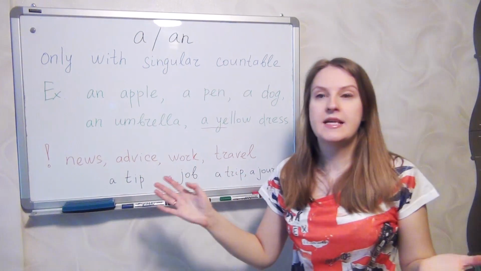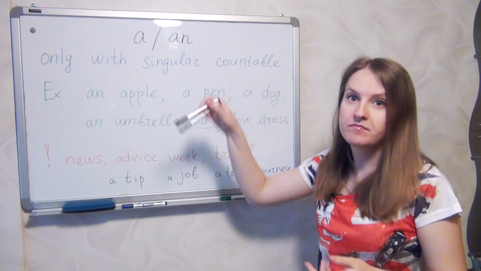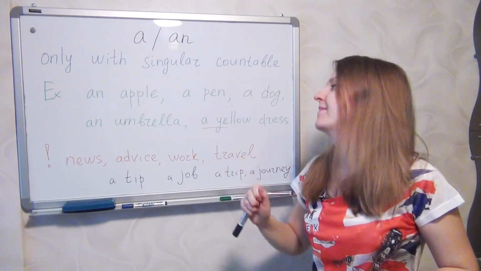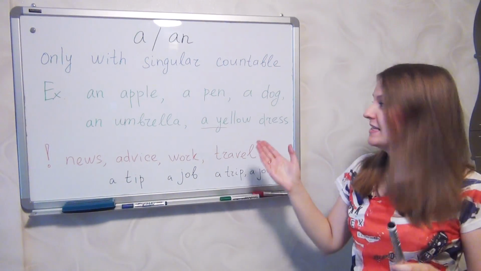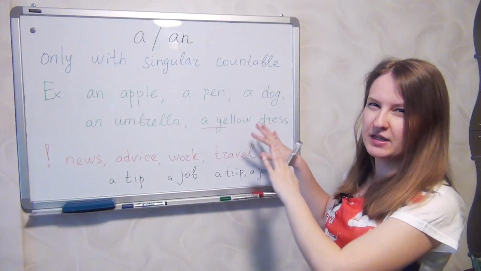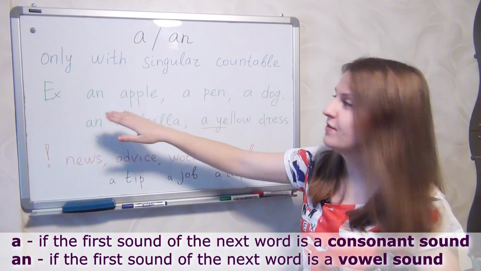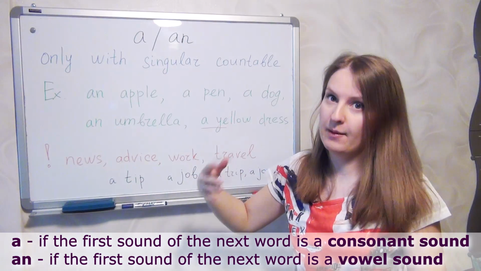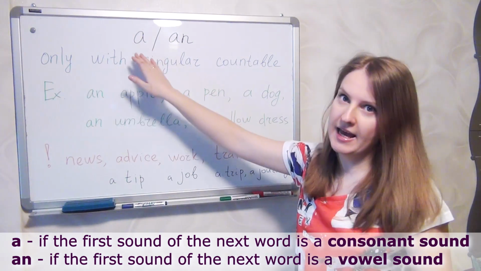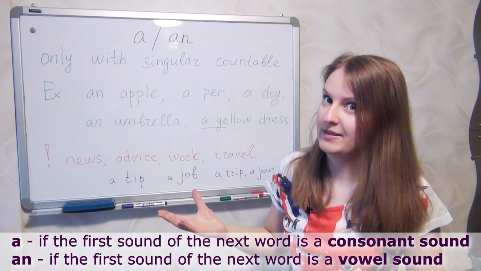Now, let's take a look at a couple of examples. An apple, a pen, a dog, woof, woof, an umbrella, a yellow dress. What do you see here? Well, before we take a look at this very specific example, let's take a look at these. We have an apple, an, because the first sound of the next word is a vowel sound, an apple. It's a vowel sound, that's why we need to say an, not a, to make it sound more comfortable, to make it pronounced more comfortably.